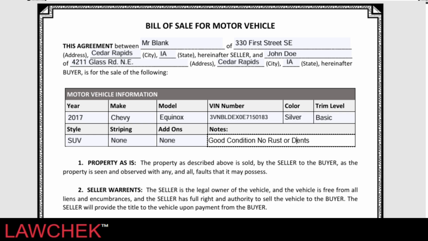You've now completed the second part of this bill of sale. You've identified the motor vehicle specifically, down to its VIN number. So now we have some other items in this bill of sale that you can use. The property, for instance, in number 1 is sold as is. This is important for pretty much any used vehicle.